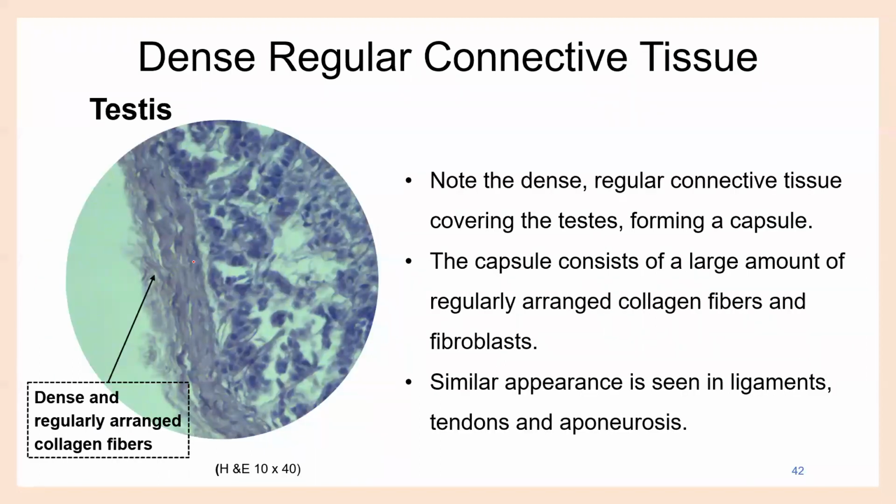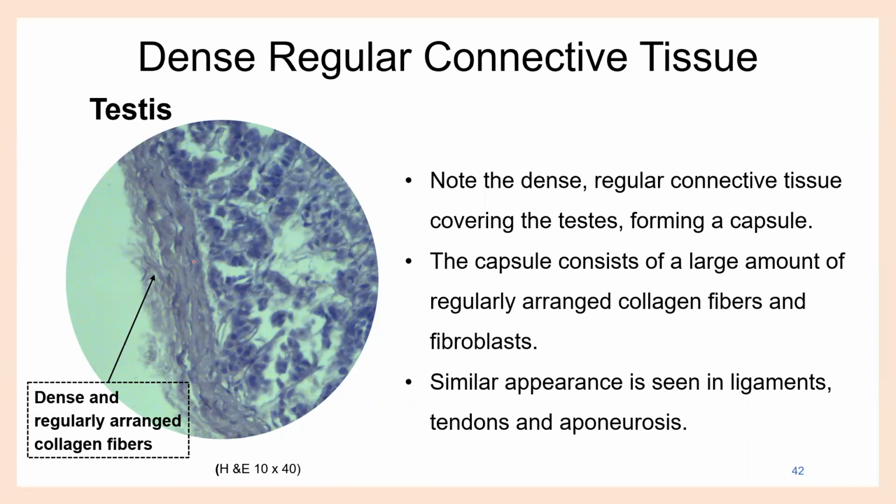Then, of course, you have dense regular connective tissues in some capsules and also in ligaments and in joint capsules, ligaments, tendons, aponeurosis. You see the dense regular connective tissue, which is the strongest connective tissue that you can have, right? So it covers organs, it covers and contains the joints, and also it gives attachments to muscles and connects bones together through tendons and ligaments and aponeurosis, right?